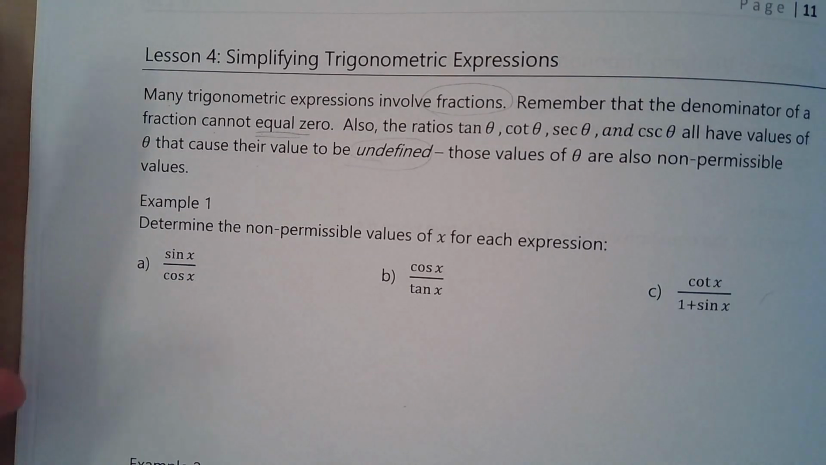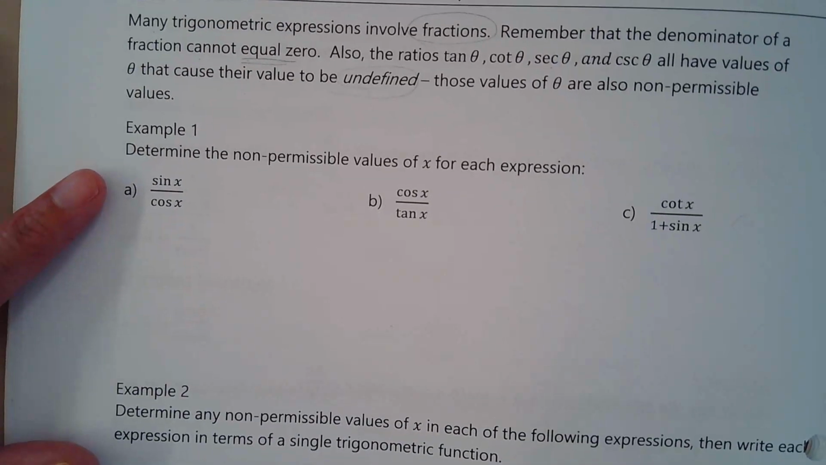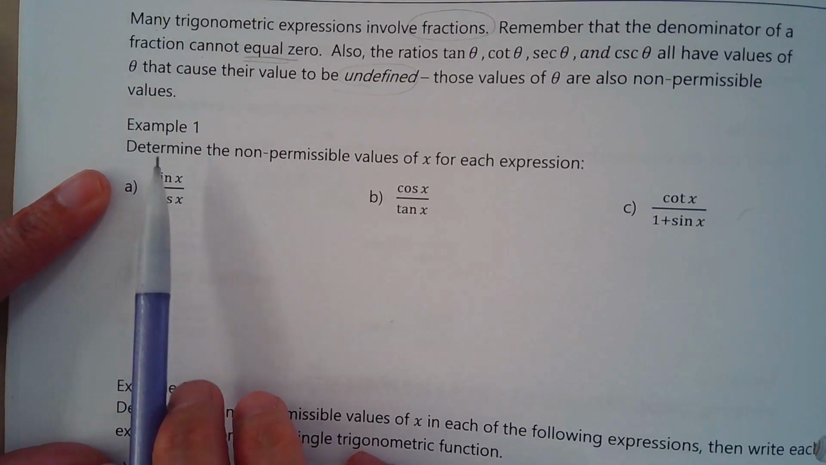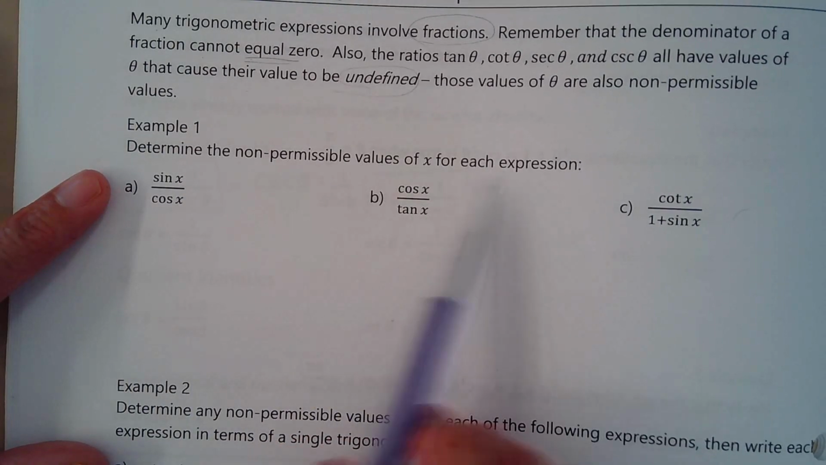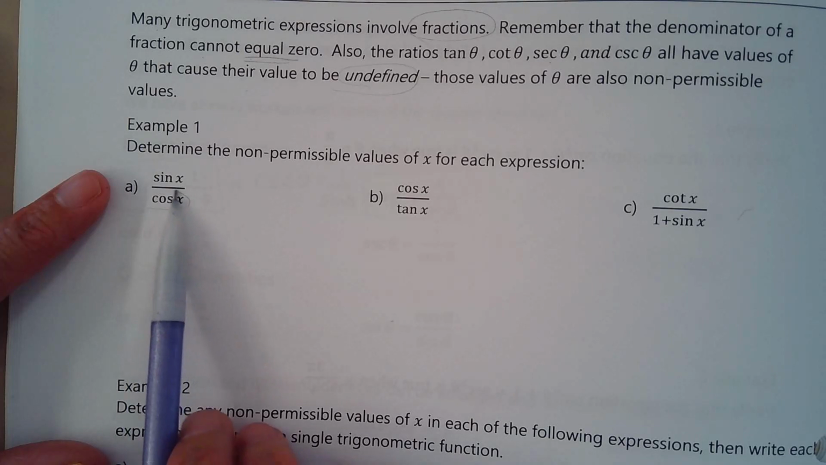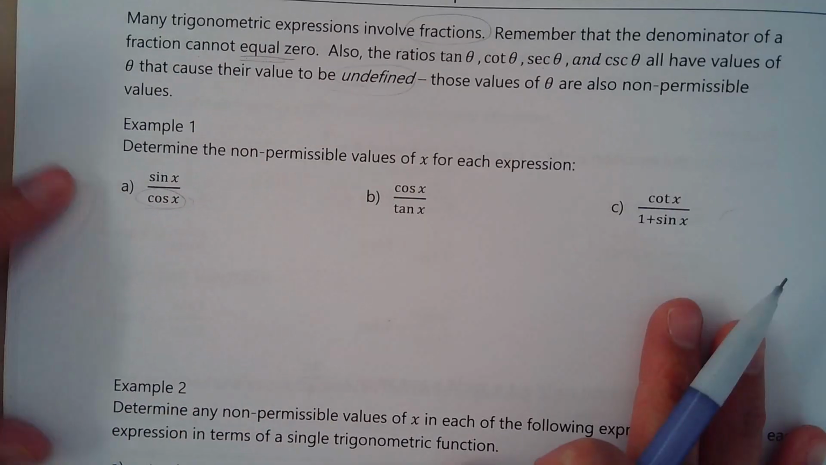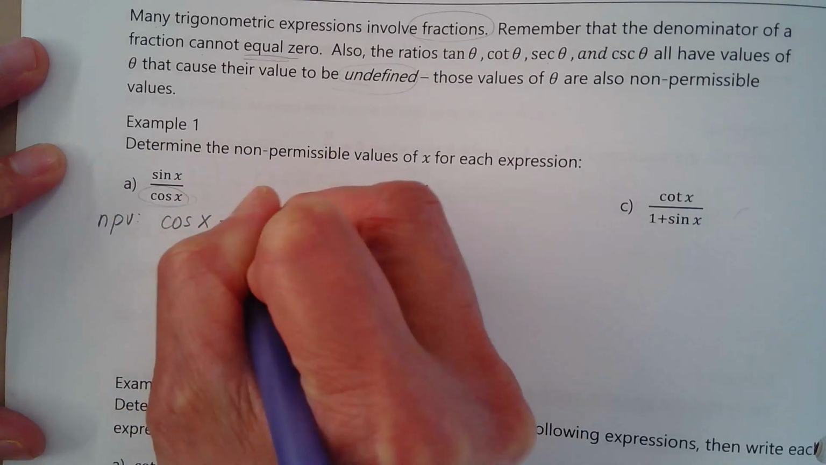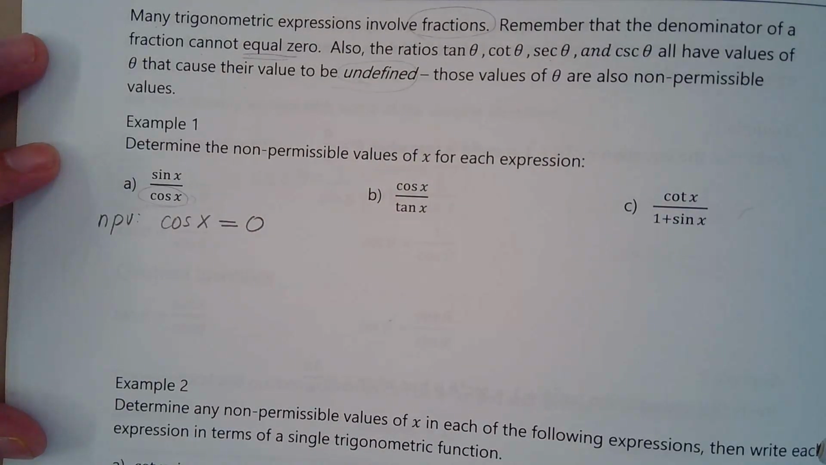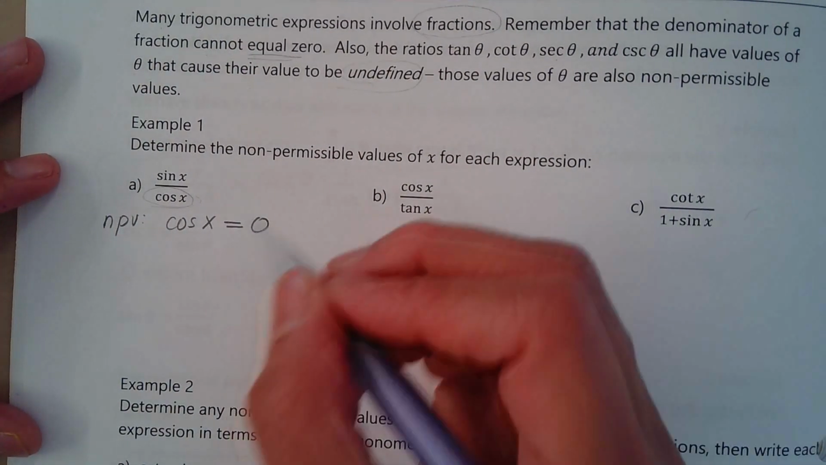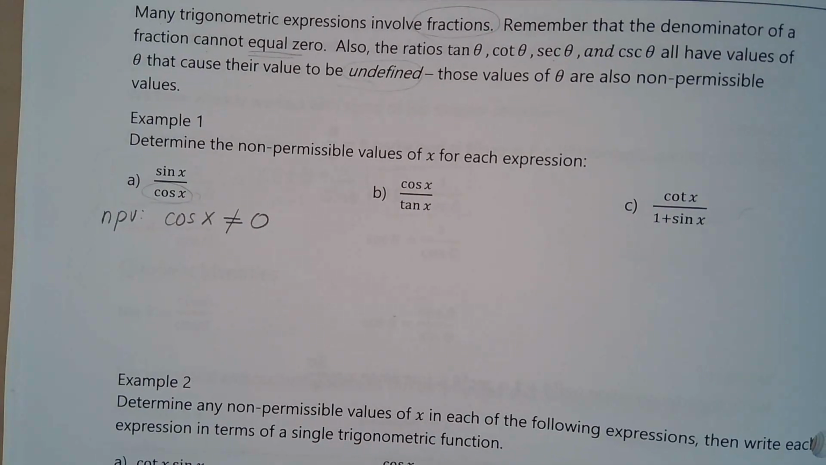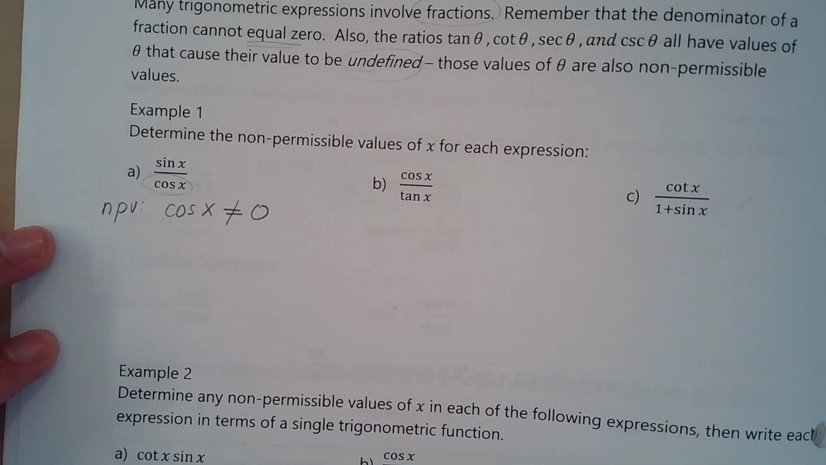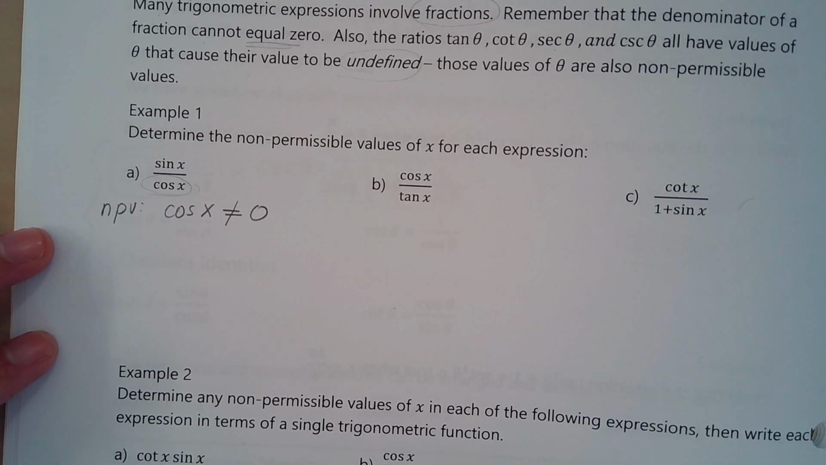We've had some experience with non-permissible values when we talked about rational functions. So it says here, example number 1. Determine the non-permissible values of x for these expressions. So what's a non-permissible value? Cos of x equal to 0. So we want values of x where this denominator cannot equal 0, right? Not permissible. So what are the values that will make that 0?